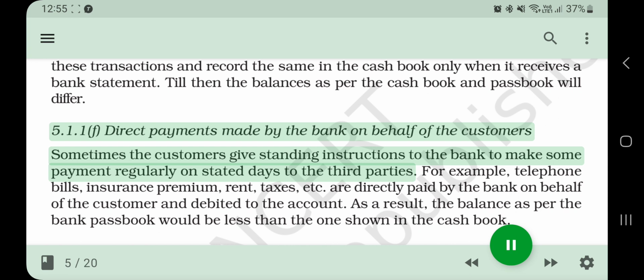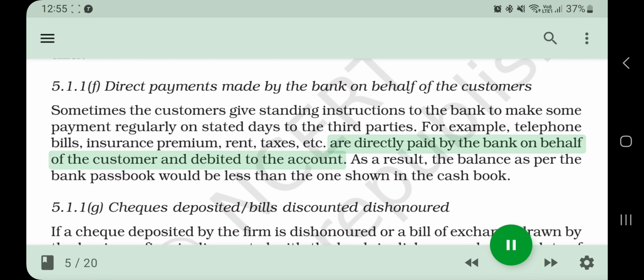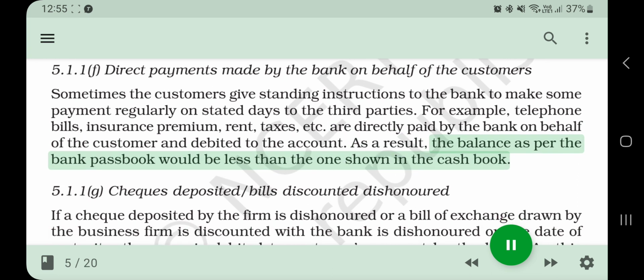5.1.1 f. Direct payments made by the bank on behalf of the customers. Sometimes the customers give standing instructions to the bank to make some payment regularly on stated days to third parties. For example, telephone bills, insurance premium, rent, taxes, etc. are directly paid by the bank on behalf of the customer and debited to the account. As a result, the balance as per the bank passbook would be less than the one shown in the cash book.